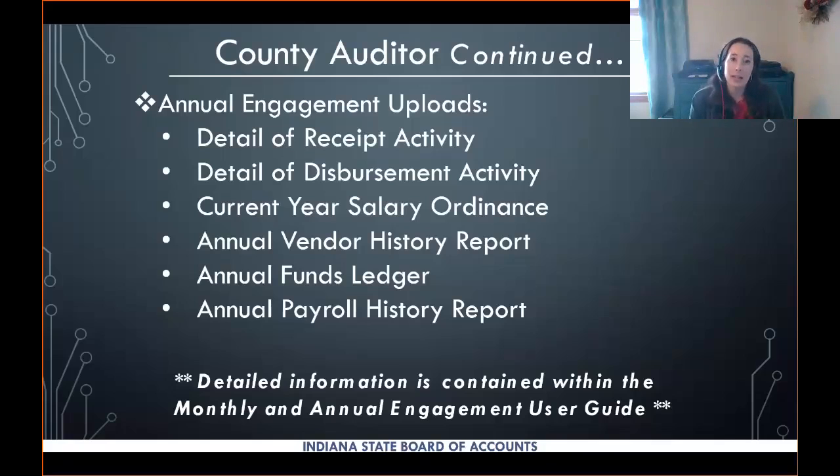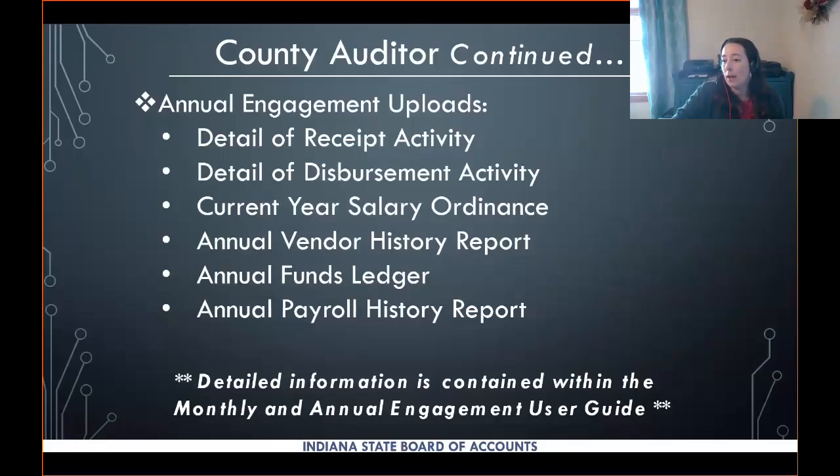Again, this is a transaction level listing. So check numbers, the date it was disbursed, the amount it was disbursed, the fund it was posted to, and who the vendor or the payee is. Then the current year's salary ordinance. The user guide said 2019, but let's say 2020, since that's what you're going to be doing. The salary ordinance should be for 2020.